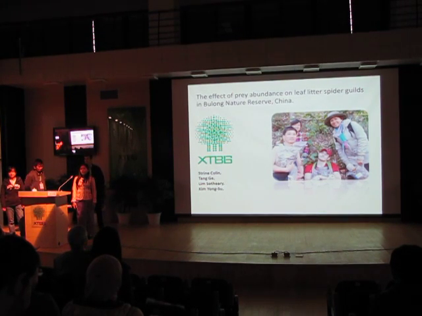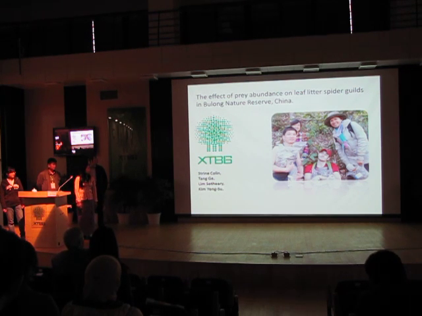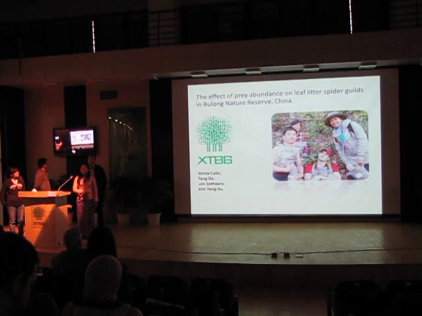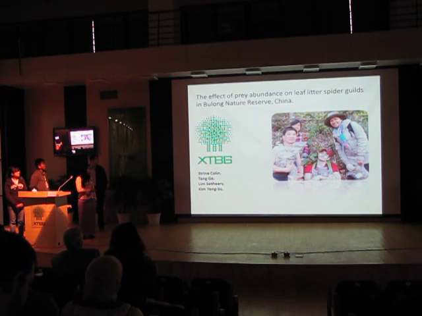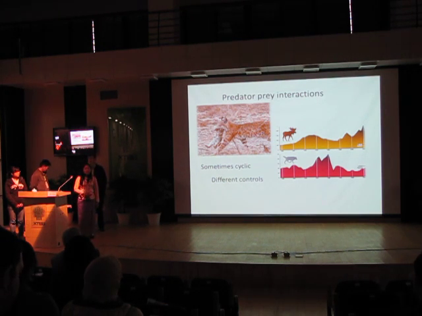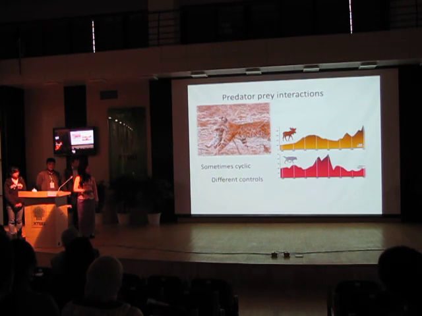Group 2 presents a study of prey abundance on leaf litter spiders in Bunlong Nature Reserve of China. We talk about the predator-prey interaction in the environment that leads to the population cycle in nature.